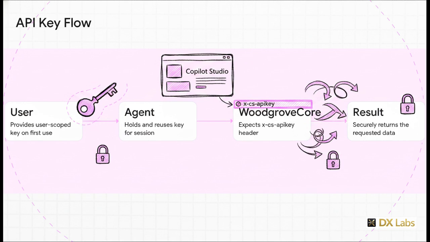The flow basically works like this. The user passes the key to the agent, which holds it temporarily, sends it over to Woodgrove Core under that specific parameter name, and then securely gets the result back. Notice that the key itself is never actually typed into the setup screen by you, the maker, and that detail brings us to a really critical security principle.